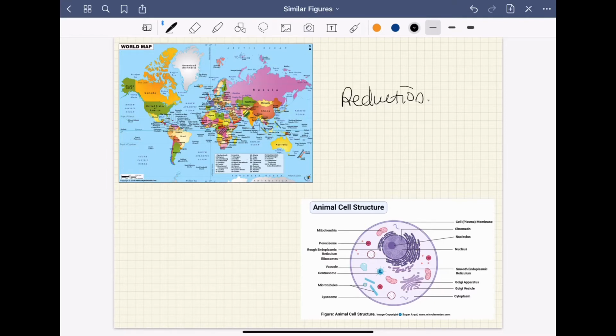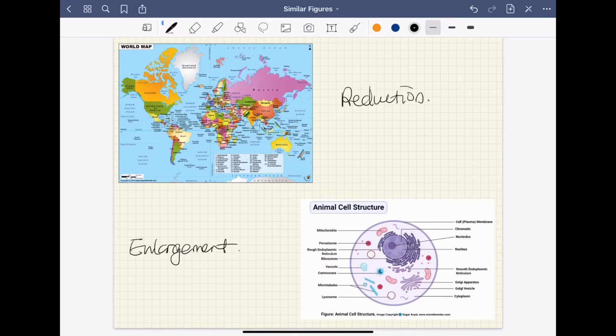Now consider the drawing of the animal cell. Do you think it's an enlargement or a reduction? So just compare the actual animal cell and the drawing of the cell. Is the drawing bigger than the actual cell or is it smaller? We know that the cells are really small, and a drawing like this will be much bigger than the actual cell. So this is called an enlargement.